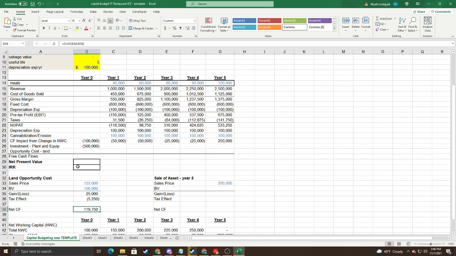However, that doesn't make sense to everyone. And if that's one of you, don't worry. Just subtract the tax effect from the sales price. Actually, don't subtract in this case because it's already negative. But if you kept yours positive, then do subtract that. All right. Now, that's that.